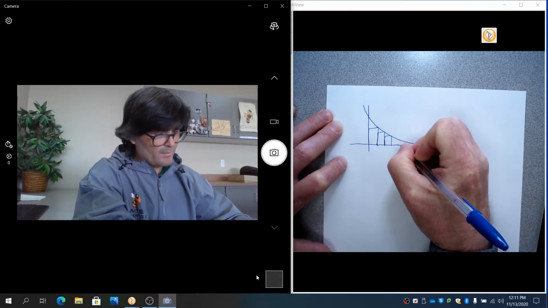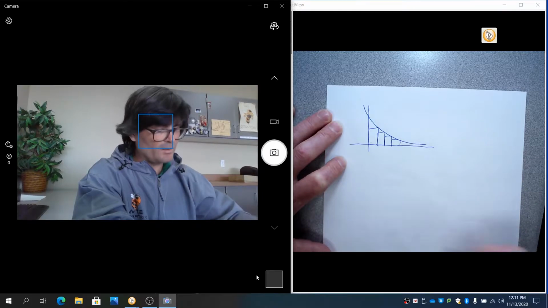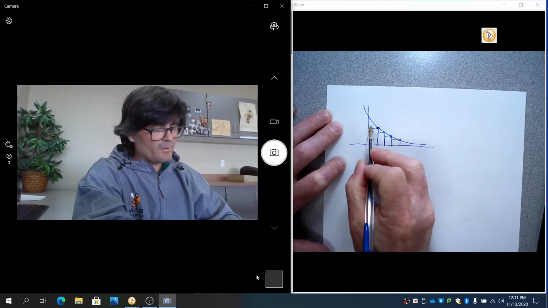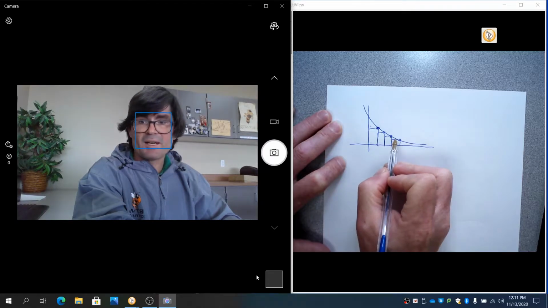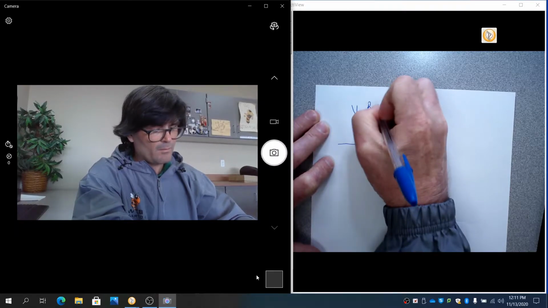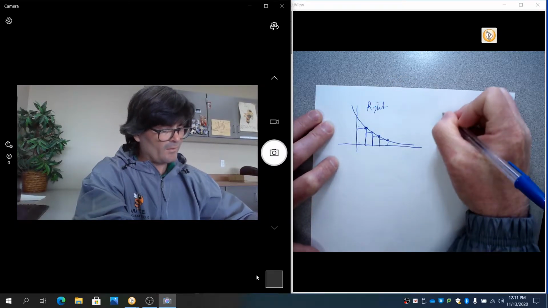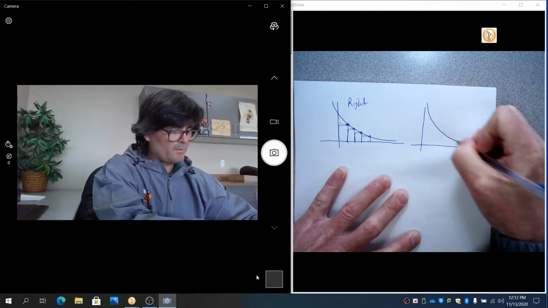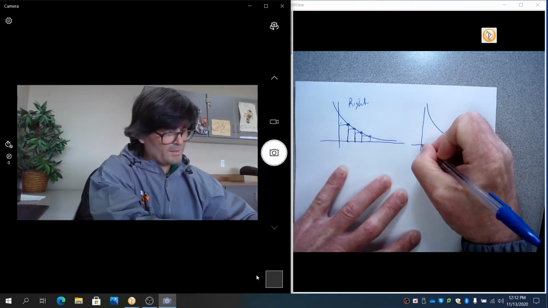You can see that these are all under guesses. They touch there and there and there and there, and we miss the region. We miss these little areas in the top. This is right hand, and then if you have left with a decreasing graph, you would have over guesses.